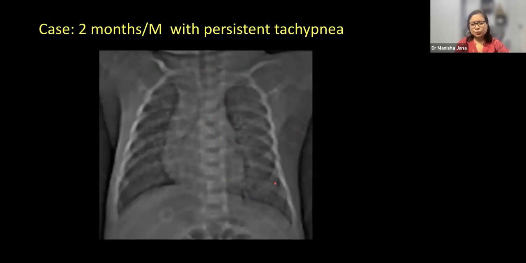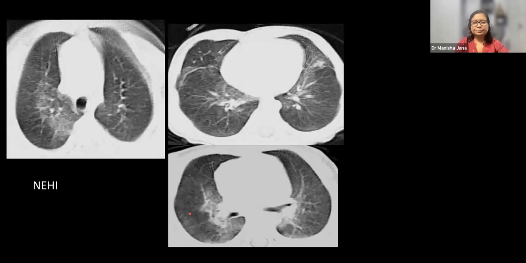This is the CT topogram, that's why the quality is not that good. But for a 2-month-old boy, we can see that the lungs are very big. Usually in a supine position, a 2-month-old baby, we are not supposed to see this much of big lungs. So there is some hyperinflation, that's what we can say.